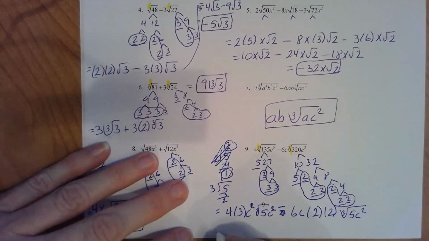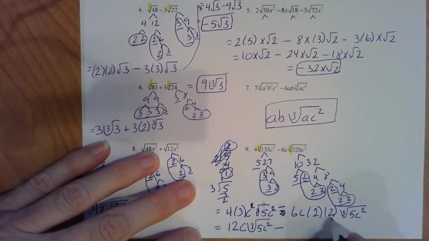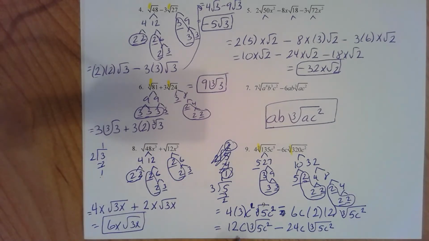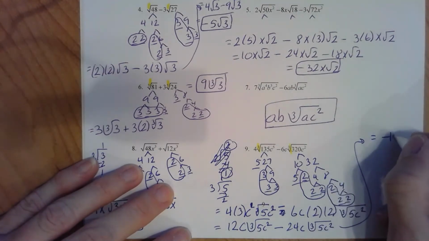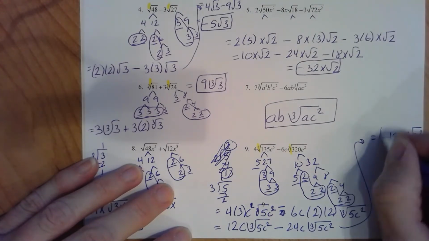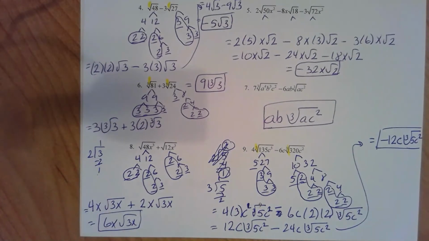I apologize. 4 times 3 is 12, so we have 12C cubed root of 5C squared minus 6C times 4 would be 24C. Again, cubed root of 5C squared. So now, because we have the same radical, we can do 12C minus 24C. And 12C minus 24C is a negative 12C cubed root of 5C squared. So again, making sure you have your index all the way down and don't forget it like I was.